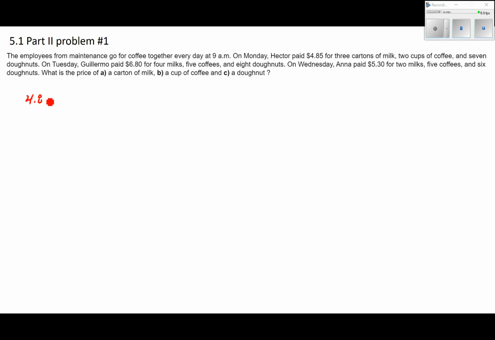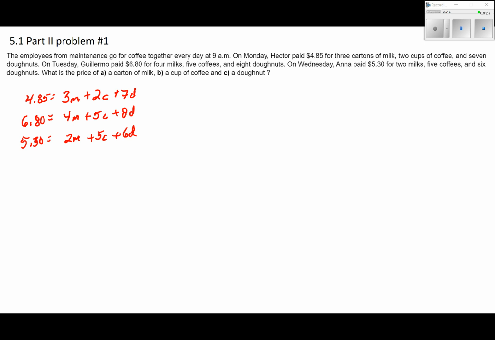So we know $4.85 is going to equal 3 cartons of milk plus 2 cups of coffee plus 7 donuts. And then second equation, Guillermo paid $6.80 for 4 cups of milk plus 5 coffees plus 8 donuts. And then on Wednesday, Anna paid $5.30, which is going to be 2 milks plus 5 coffees plus 6 donuts. So we're trying to figure out all of these variables, M, C, and D, what their values are.